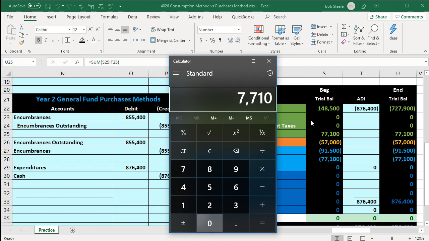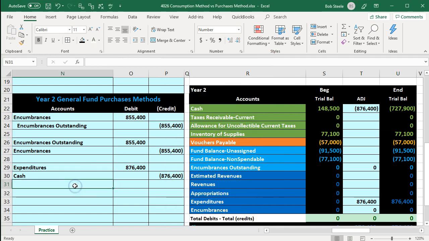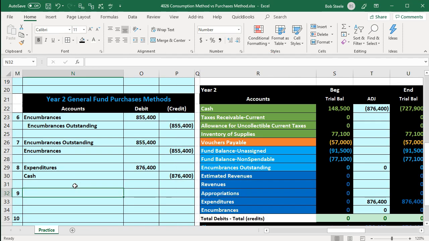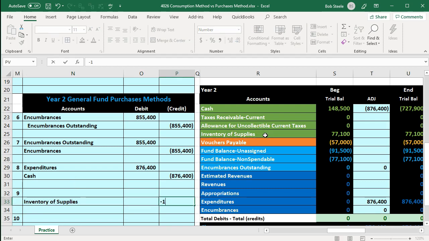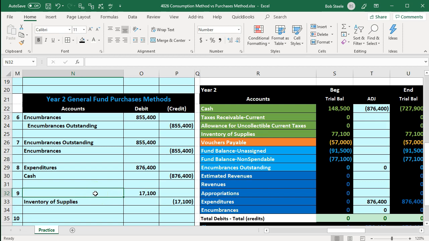So it's at 77,100 minus 60,000. We need an adjustment of 17,100. So we're going to say that we have an adjustment that needs to go down. So I'm going to put it on the bottom, and it's going to be for a credit of 17,100. We then are going to need some type of debit, and it's not inventory. It's not going to be inventory.